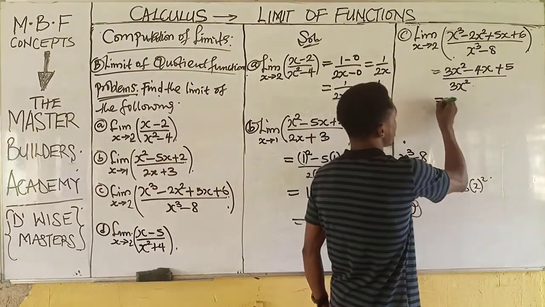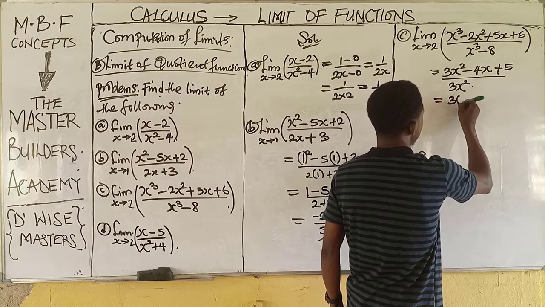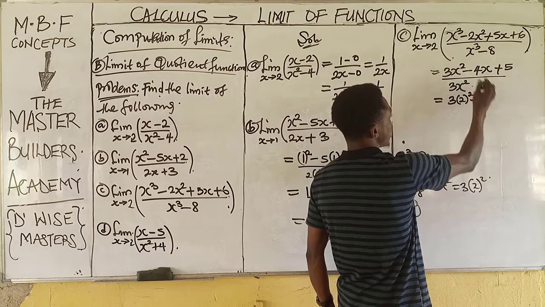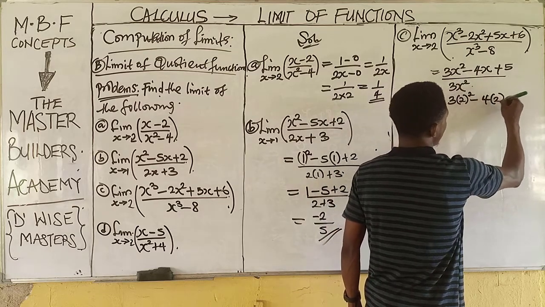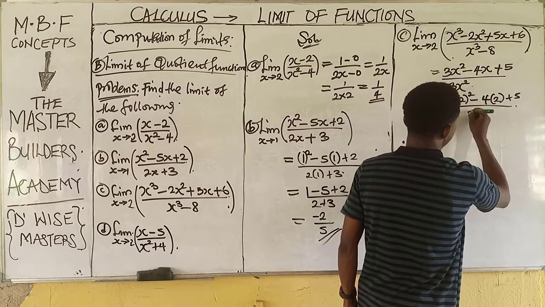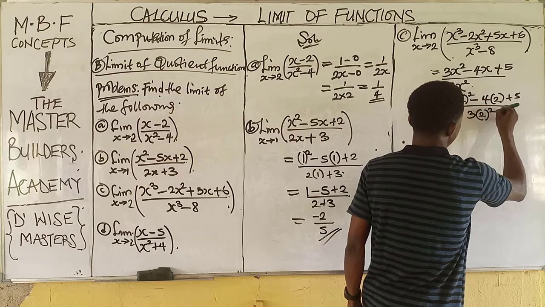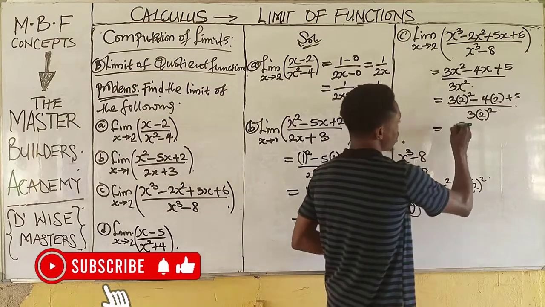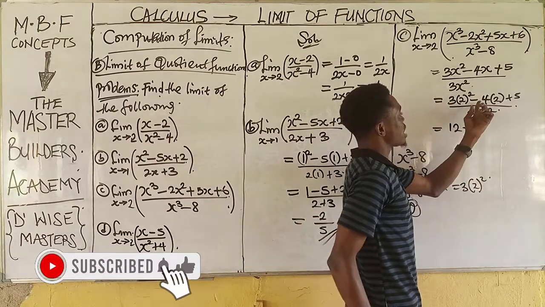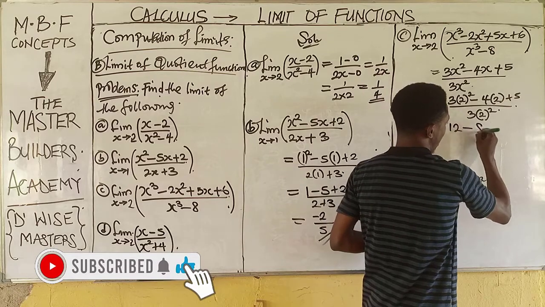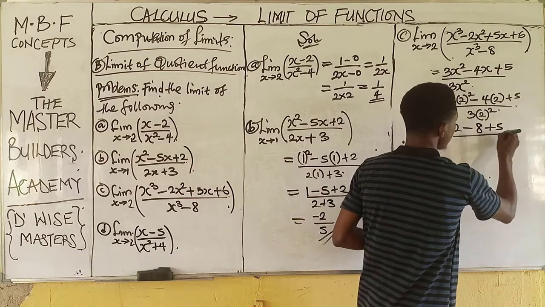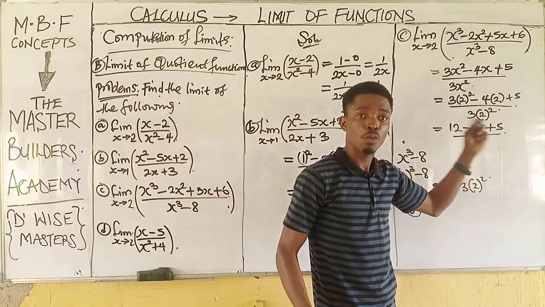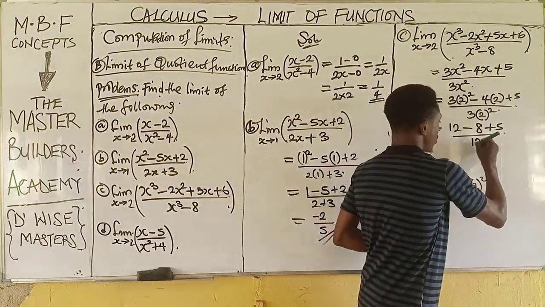Now, all I need to do now is to impute the value of x. This will have given us 3 into 2 squared. We are substituting here minus 4 multiplied by 2 plus 5 all over 3 multiplied by 2 squared. So 2 squared is 4 and 4 multiplied by 3 would have given us 12. Negative 4 multiplied by 2 would have given us negative 8, then plus 5. All over, 2 squared would have given us 4 and 4 multiplied by 3 would have given us 12. We have this to be 12.